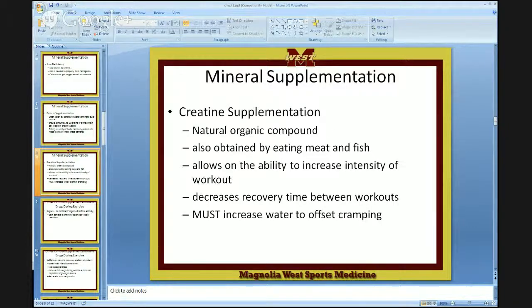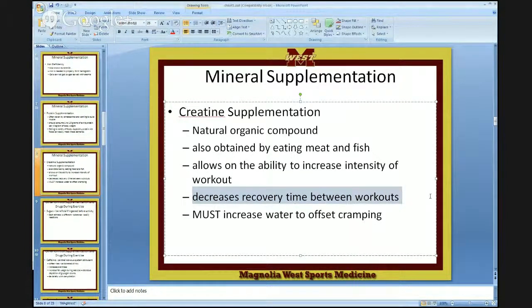Creatine is a natural organic compound. We also said that your body makes creatine. I also said if you start taking creatine that your body quits making creatine. So without a longitudinal study, do we know what those effects are? But whether or not it's a natural organic compound, you need to know that. Why do people take it? Well, we talked about that also. And to decrease recovery time between workouts, one must increase your water to offset your cramping. And how much water do you have to increase it by? That was brought up in class.